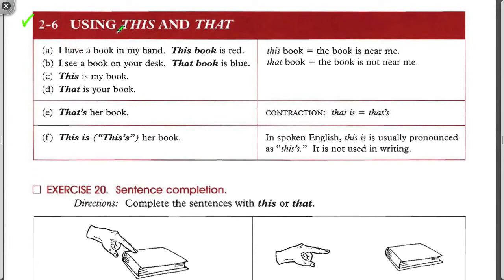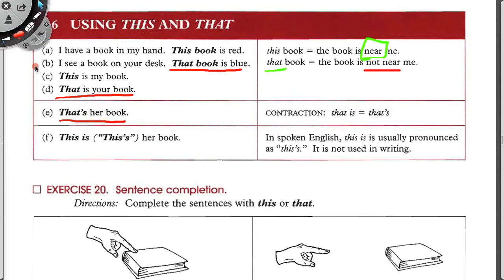Grammar chart 2.6, using this and that. This is very important. I have a book in my hand. This is red. This book is near me. Okay, this is near. And that is not near. Let me just change the colors for this exercise. Not near. So here's that is not near. That is your book. That's her book. Okay? And this is nearby.